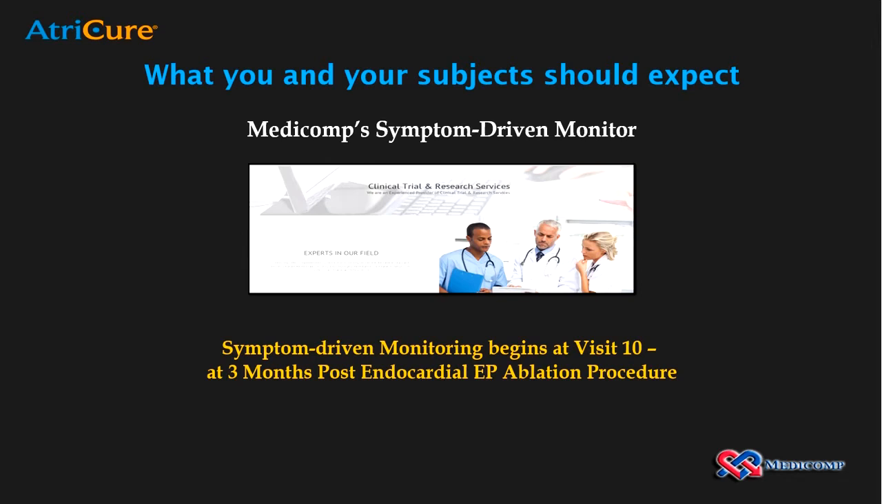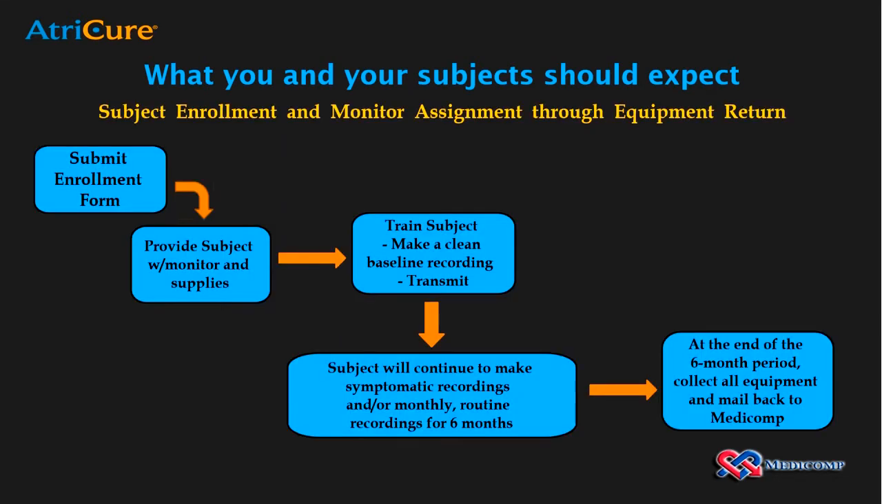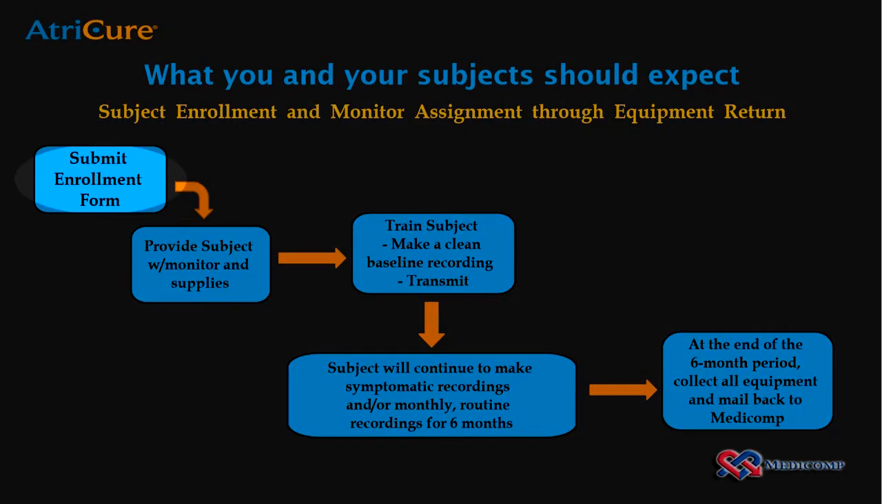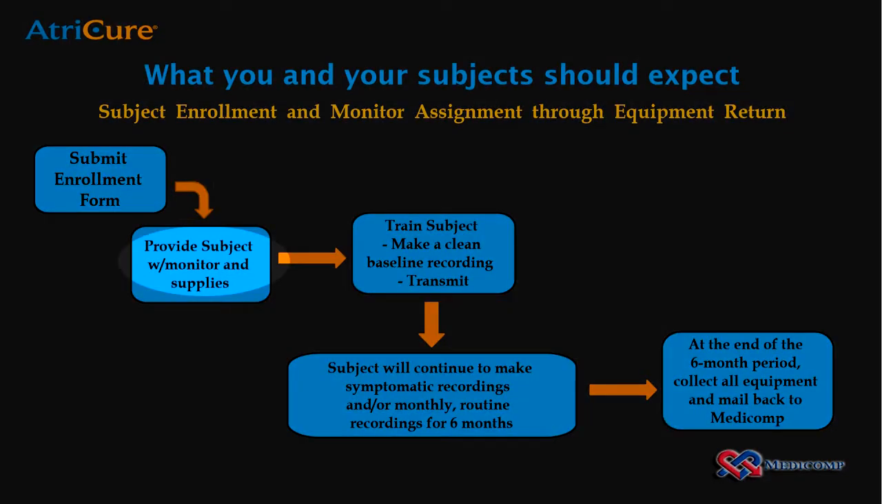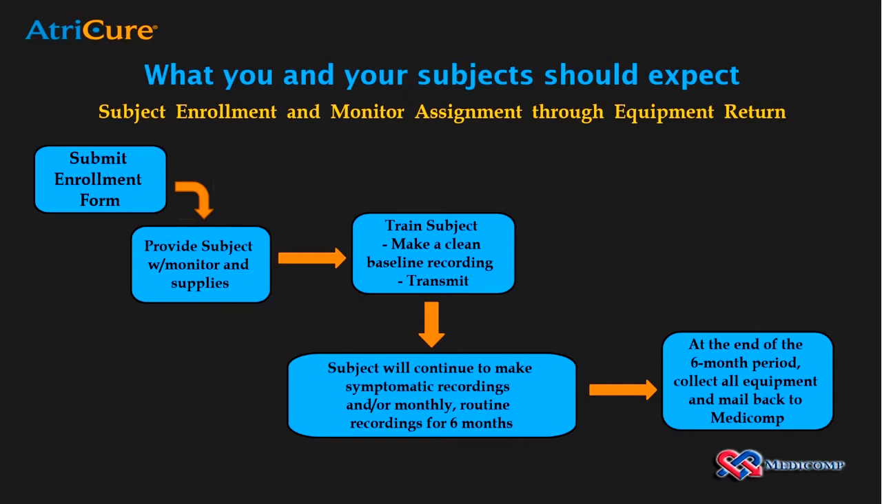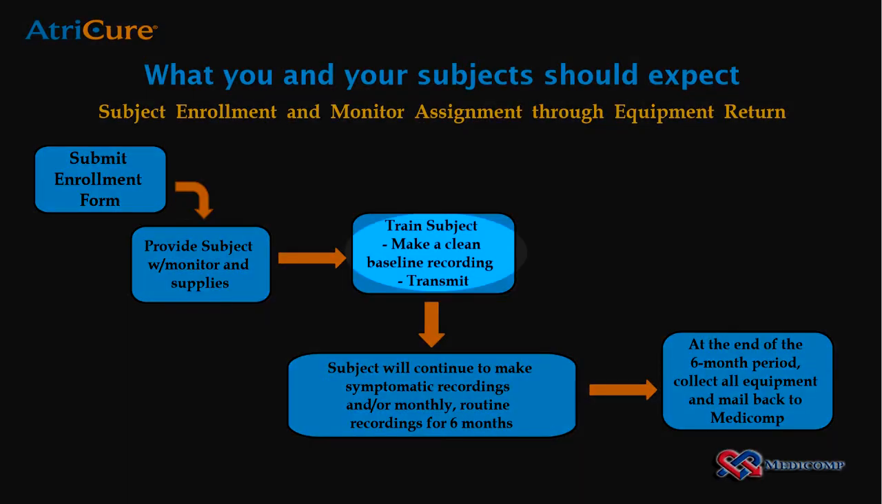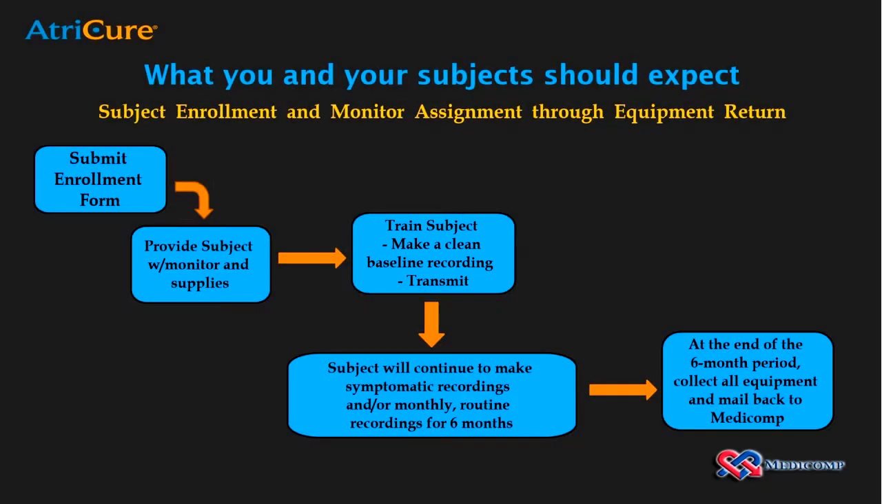The symptom-driven event monitoring begins at visit 10, which will be 3 months after the endocardial EP ablation procedure. When your subject is due to come in for this visit, prepare for this ahead of time by submitting the enrollment form. Again, we'll provide more details later. Second, give the monitor to the patient and discuss the different items in the kit that they will receive. Third, train the subject on how to use the monitor, that is, how to make a clean recording, and then teach the subject how to transmit that recording to Medicomp's Cardiac Monitoring Center. These actions are so important to help the participant feel comfortable with the use of the monitor.